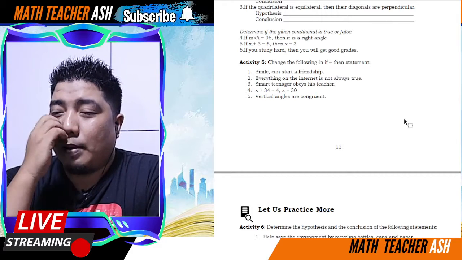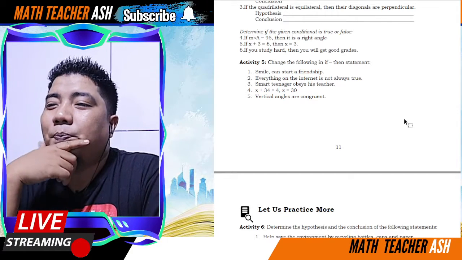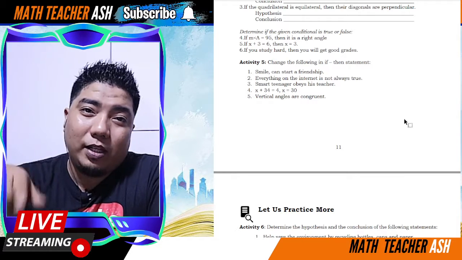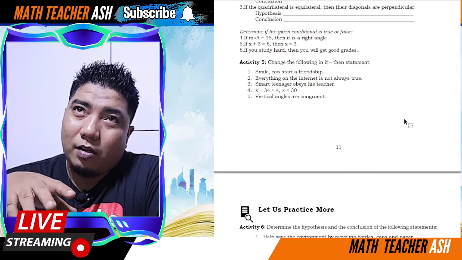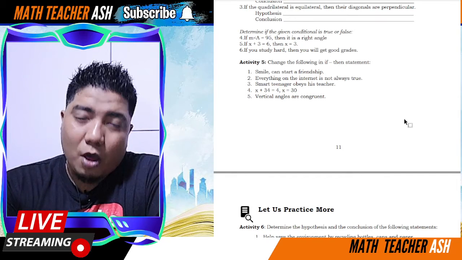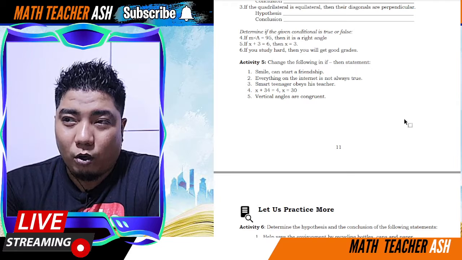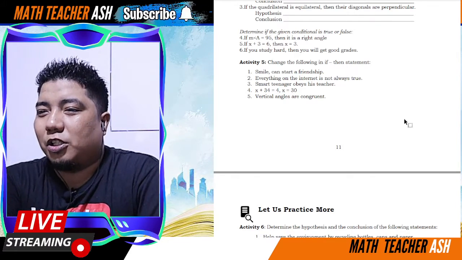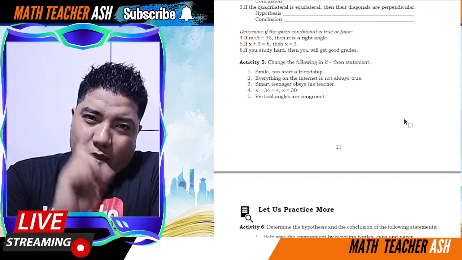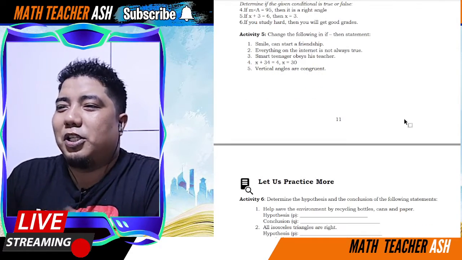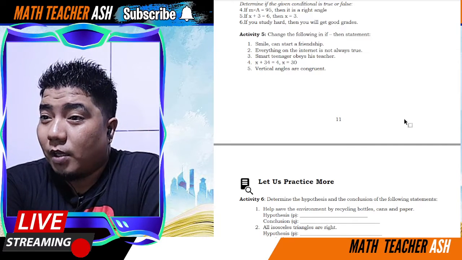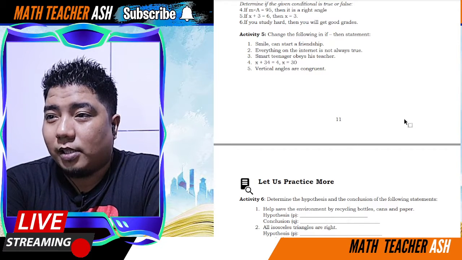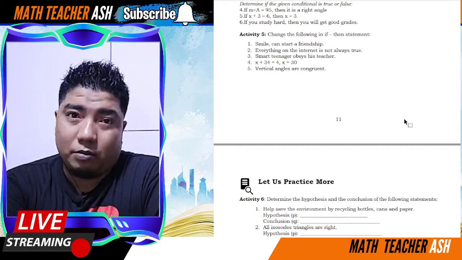Okay, so paano ba to? If you read it on the internet, then it is not always true. Pwede yun. Alright. Next, number 3, smart teenagers obey their teachers. If you are a smart teenager, then you always obey your teacher. Ganon. Next, we have here, x plus 34 equals 4. X is equal to 30. Of course, this is wrong. Right?